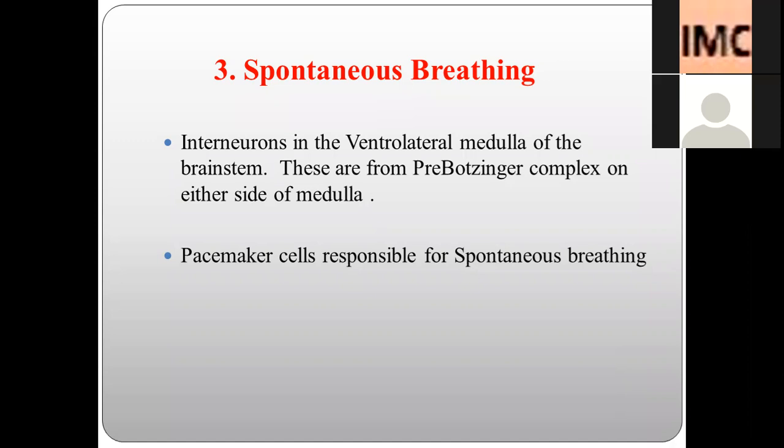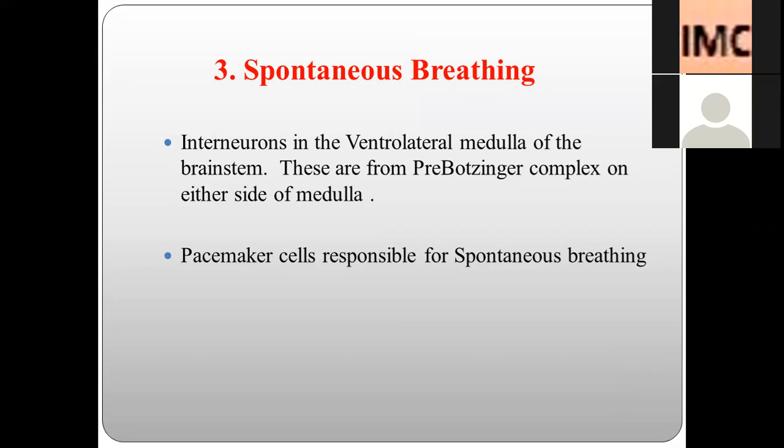The third part of the control of breathing is spontaneous breathing. What is spontaneous breathing? There are some pacemaker cells situated in the pre-Bötzinger complex on either side of the medulla, and they discharge continuously to produce spontaneous breathing. These are the cells responsible for spontaneous breathing. So, in short, what we have seen is voluntary control through the cerebral cortex, spontaneous breathing through the pre-Bötzinger complex, and involuntary control through the three centers.